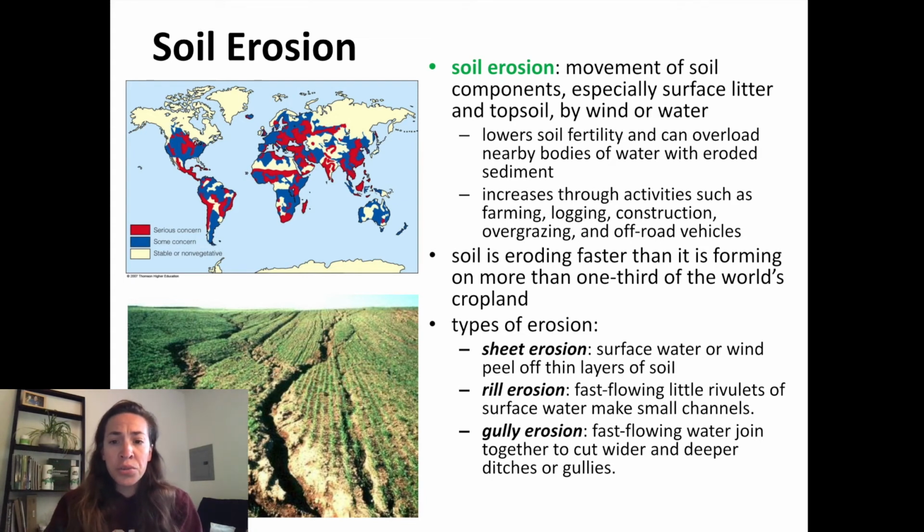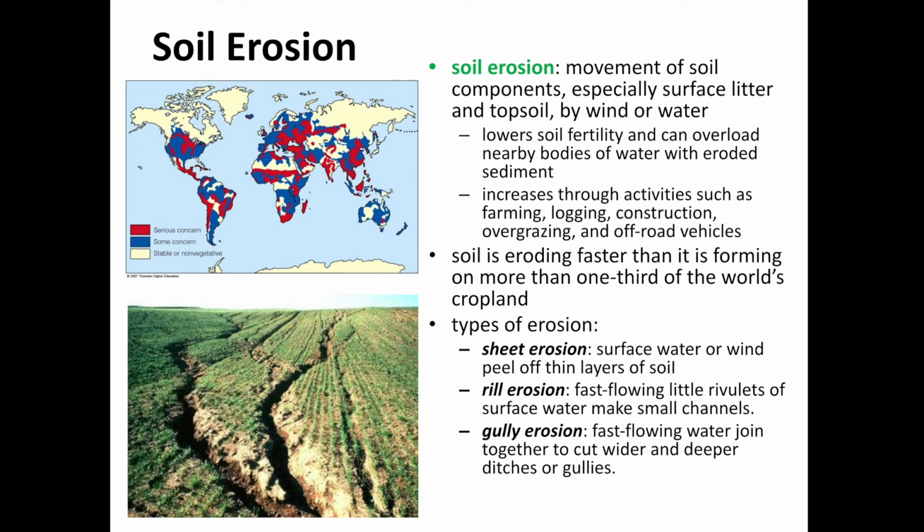We have sheet erosion, where the surface water or wind basically peels off layers of topsoil. We have rill erosion, where surface water will move and make channels, and then sometimes those channels come together to make really huge gullies, and you can see that happened here on this agricultural land, where we have a significant amount of erosion happening and removing this topsoil, and that topsoil is flowing out and flowing down to somewhere else.